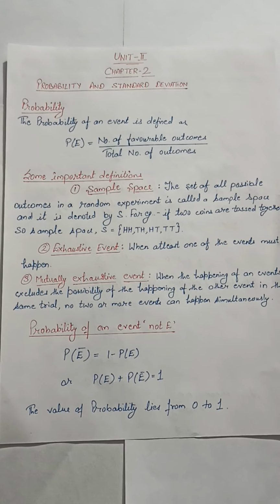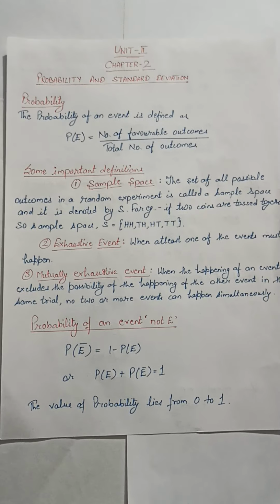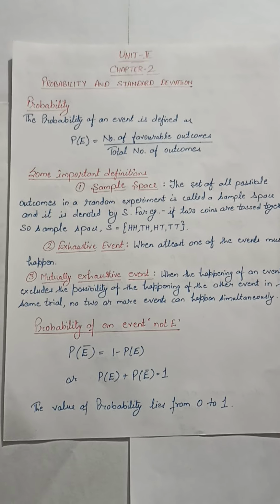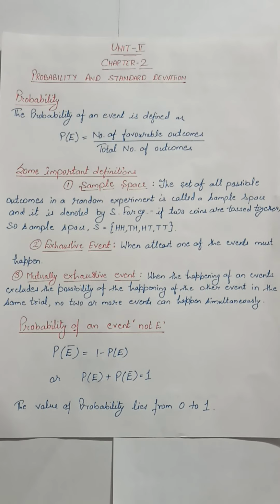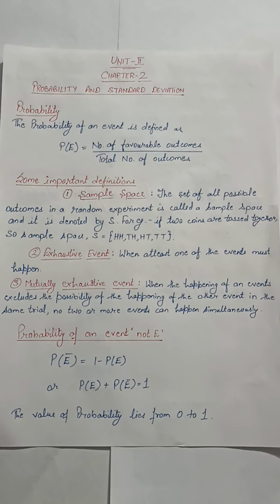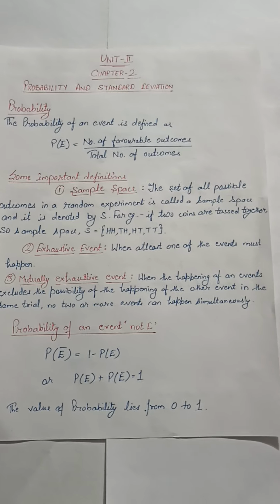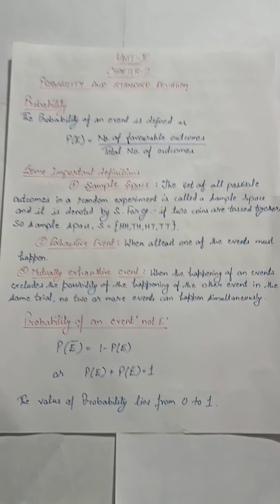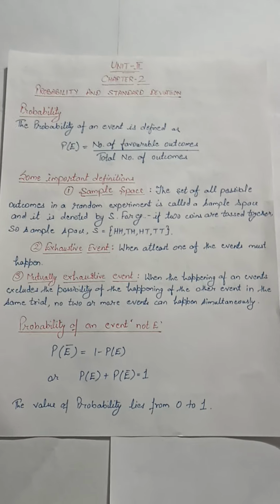Today, we are going to start the second chapter of our unit number 2, which is probability and standard deviation. So, the very first topic in this chapter is probability. Now, let's understand the meaning of probability. See, probability means possibility. What is the possibility of an event?